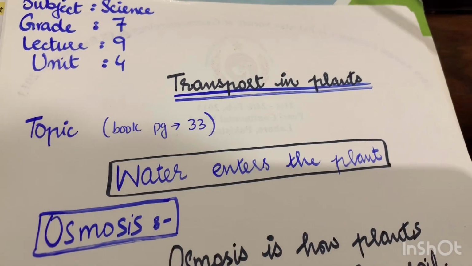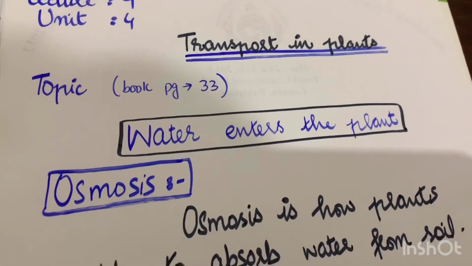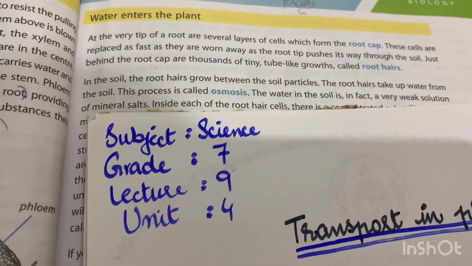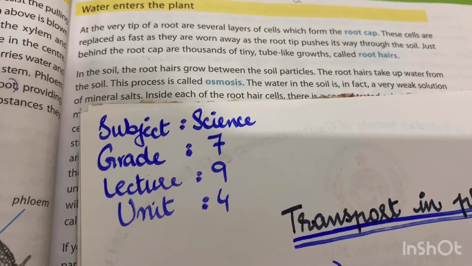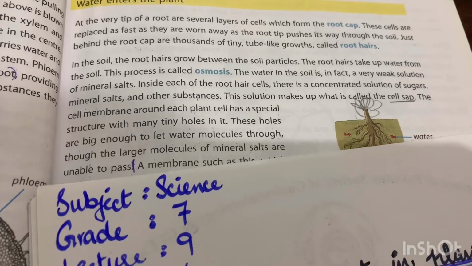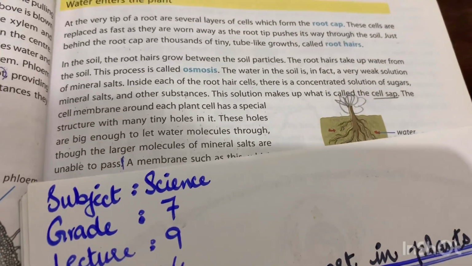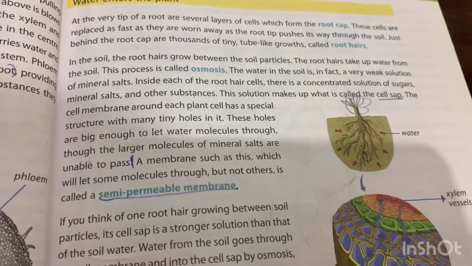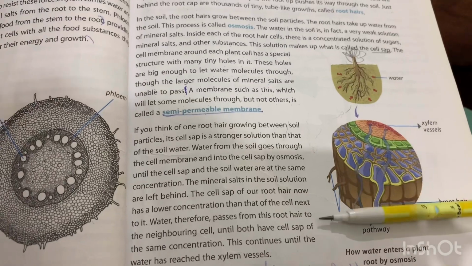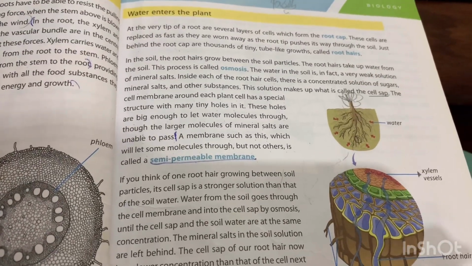Class. Today we're going to have our ninth lecture of unit number 4, transport in plants. The topic for today is how water enters the plant. It goes through some processes. First of all, we're going to talk about osmosis, and then I will elaborate the entire process of how actually water enters the plant.